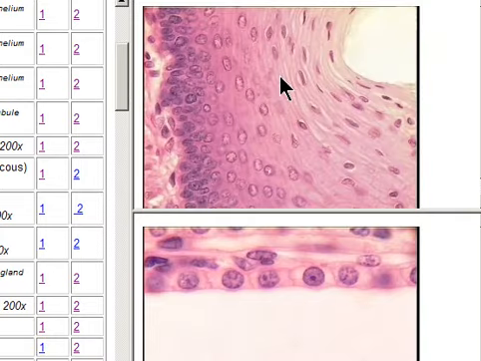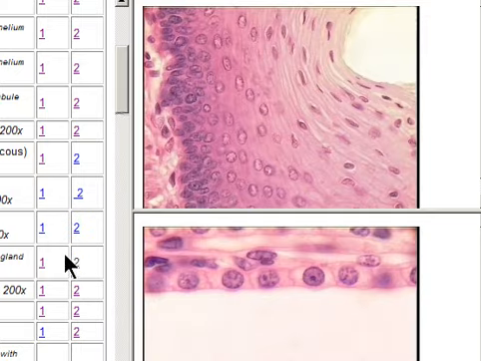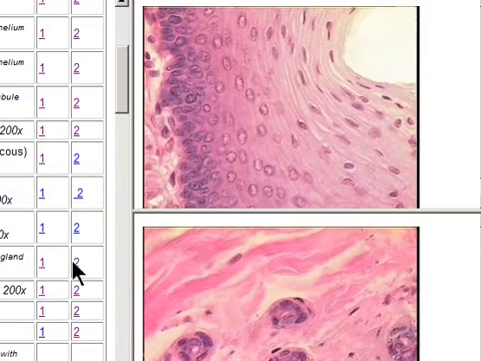So here this is stratified squamous. The basement membrane begins here, and look at the layers of nuclei, and right up to the top you see nuclei, unlike stratified squamous keratinized where you'll see keratin. I want to show you stratified cuboidal.